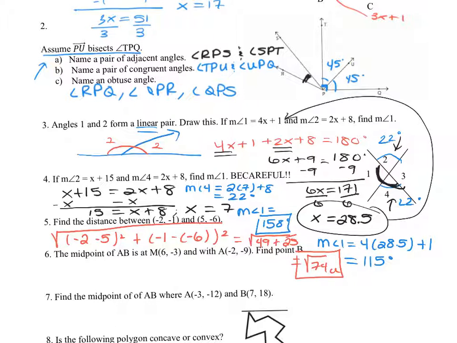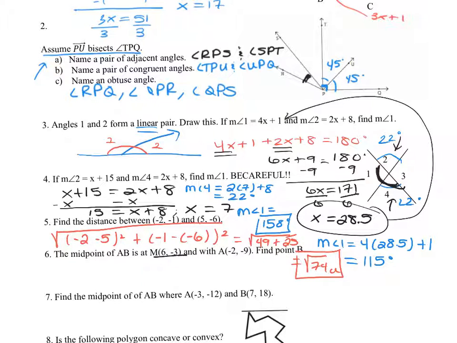The midpoint of AB is (6, negative 3), with A, one of the endpoints, being (negative 2, negative 9). Find point B. So on your quiz, I asked you to find the midpoint. This time I'm asking you to find an endpoint given a midpoint. So this one's tricky for people, but I'm going to walk you through it step by step. On the test, when you encounter a problem that's exactly like this, here's what you do.